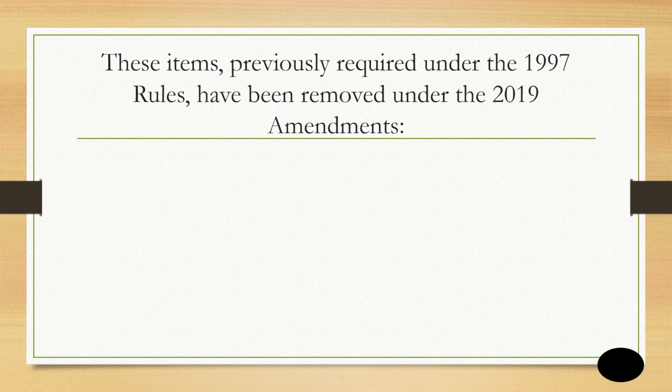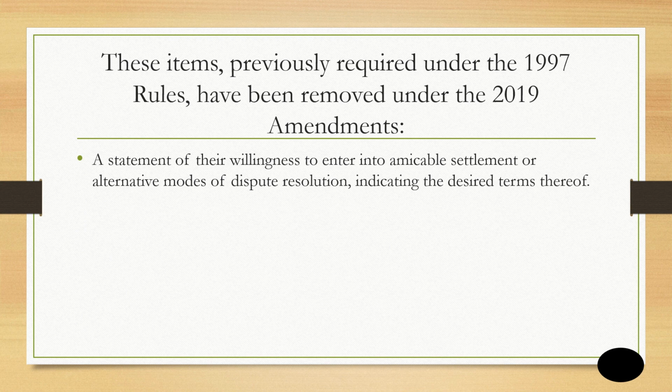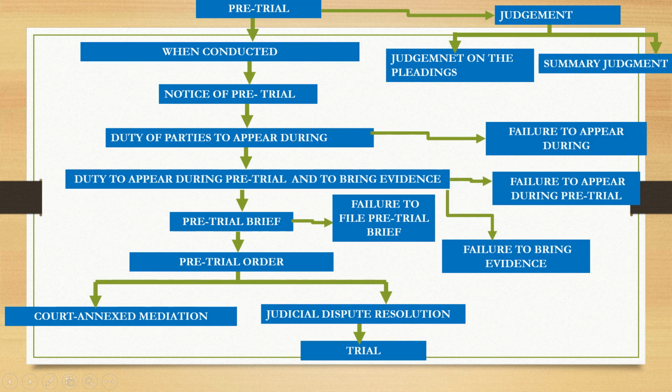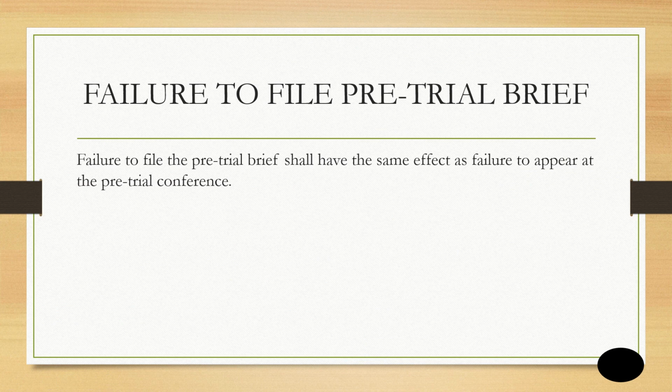Some items also have been removed under the 2019 amendments. This includes the statement of the willingness to enter into amicable settlement or alternative modes of dispute resolution, and a manifestation of their having availed of or their intention to avail themselves of discovery procedures. Take note that failure to file pre-trial brief shall have the same effect as failure to appear at the pre-trial conference.